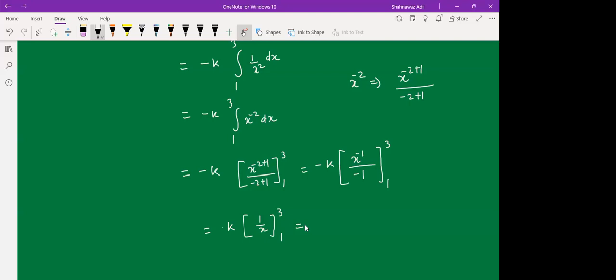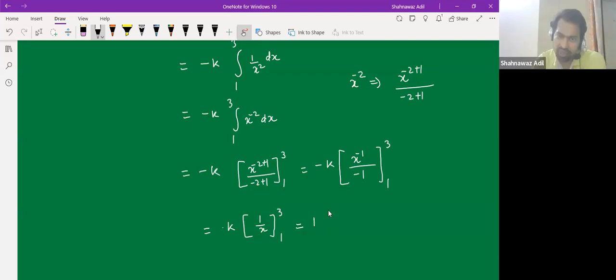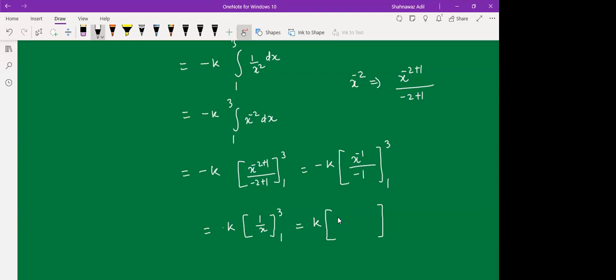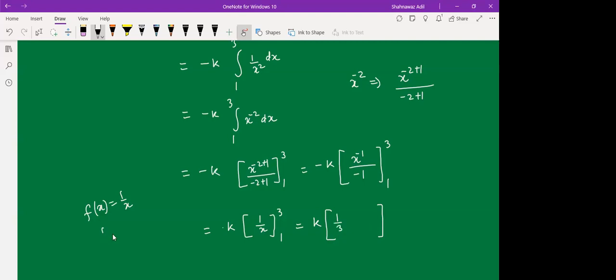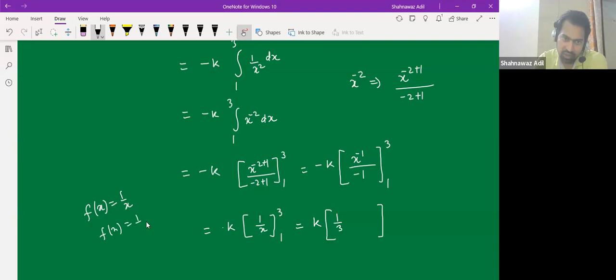Yes, sir. So then how do we write? We put first the upper limit. So what would that be? The function is 1 by x. Not 1 raised to cube, this is not a power. The function f(x) is 1 by x. So 1 by 3, right? This is not 1 by x cube.